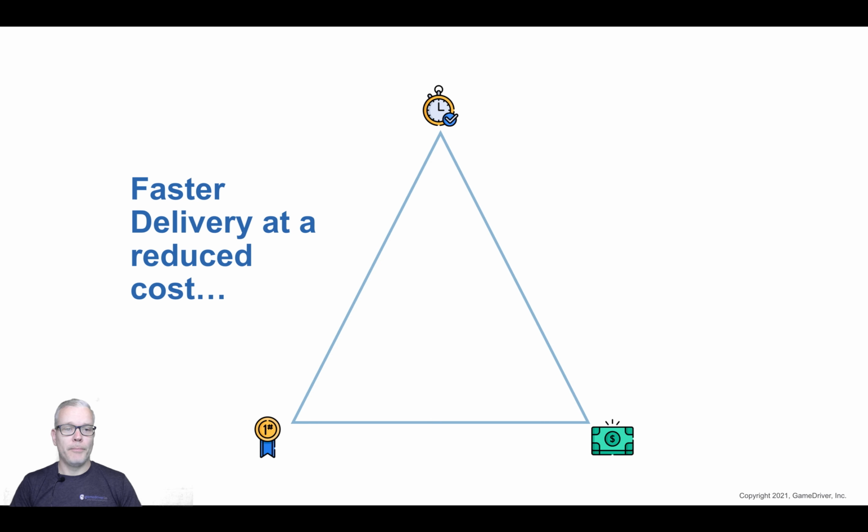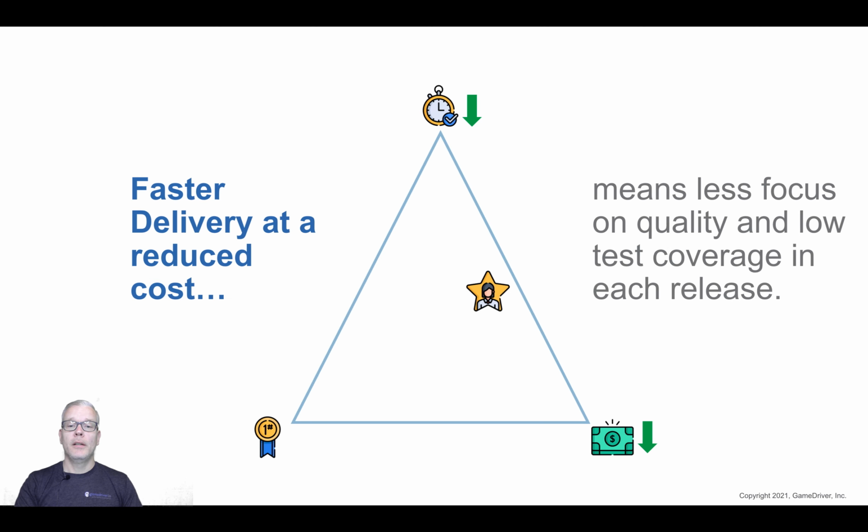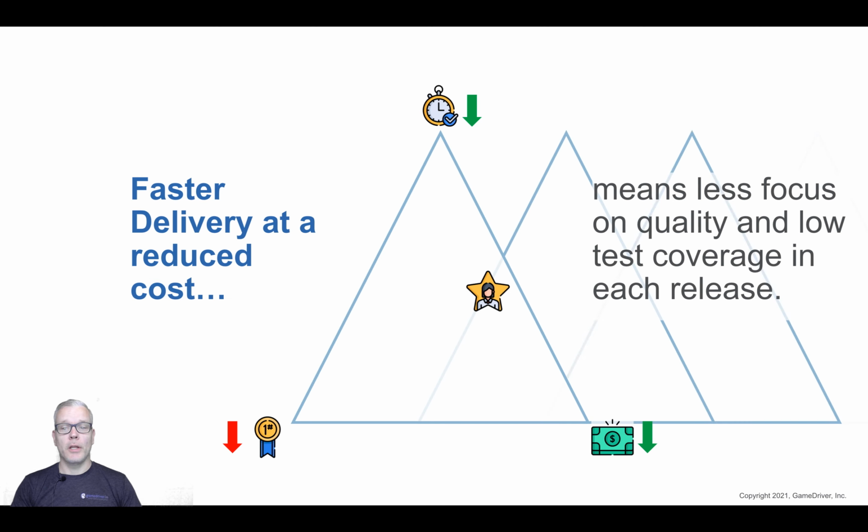To give you an example, faster delivery at a reduced cost, right? So we're delivering the application faster without spending too much money, which means less focus on quality and low test coverage in each release. What does that mean? We have maybe fewer testers. We don't have the amount of time that we need to test each and every release, and therefore our coverage is low. We're only testing the essentials in this case. Chances are quality is going to suffer.